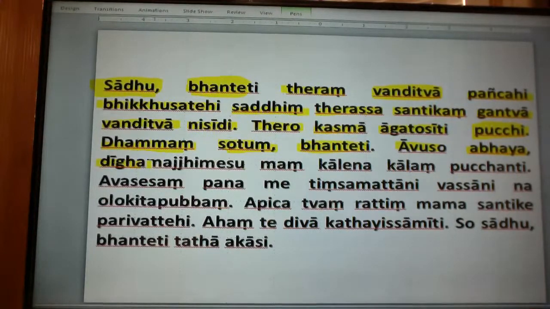Diga Michi Mesu means Diga Nikaya and Majjhima Nikaya, two kinds of Nikaya: the collection of long discourses and the collection of middle-length discourses. Dhammarakita Thera mentioned himself. Kalena Kalan Bochandi. Kalena Kalan means the proper time. In Pali, Kalena Kalan means not a specific time, but the proper time.